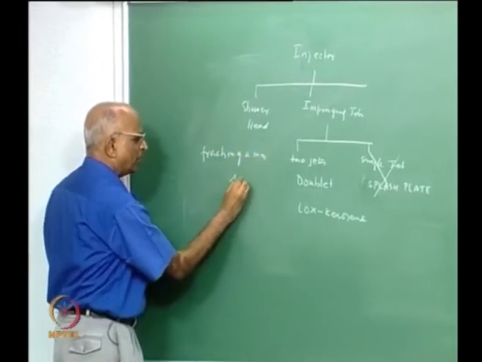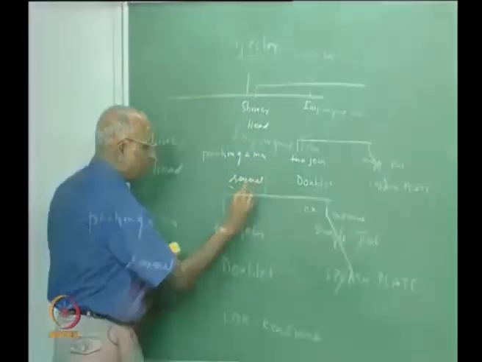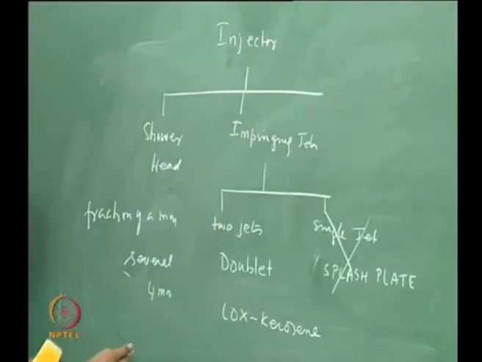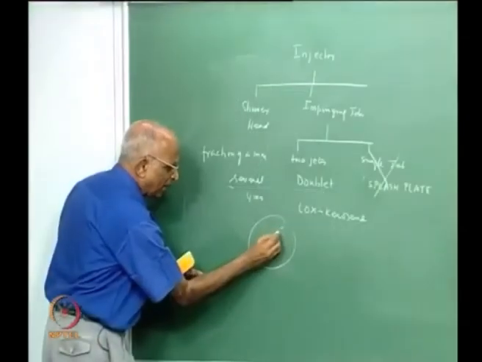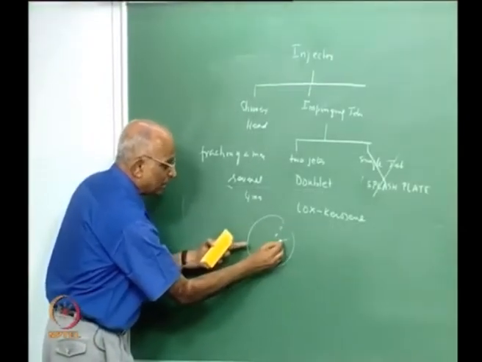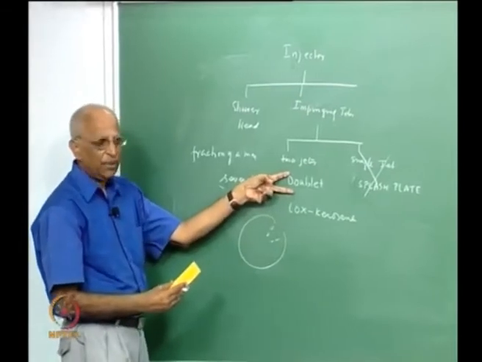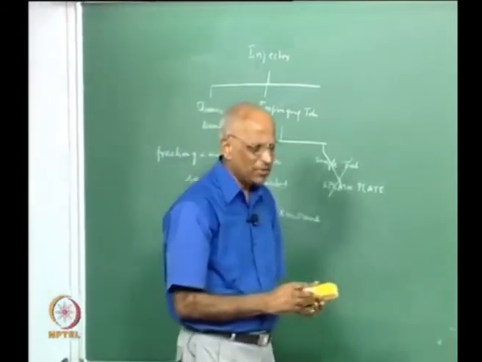to several mm, depending on the size of the engine, maybe 4 mm, 5 mm. To that extent, the orifices could be there. You put a lot of these orifices together and maybe impinge them on each other, and you call them a doublet injector. Well, we will just see one more example.